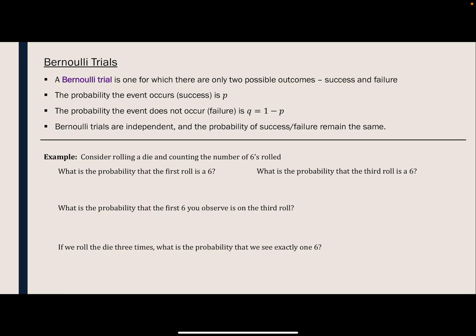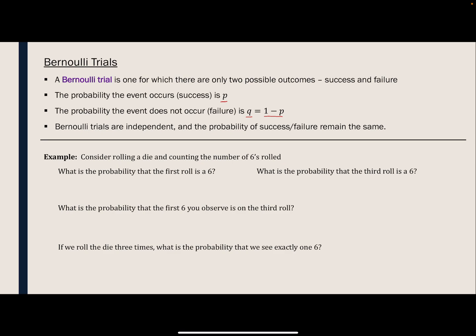Hi everyone. In this video we're going to talk about the binomial model, but first we're going to discuss Bernoulli trials. A Bernoulli trial is one in which there are only two possible outcomes, either success or failure. We denote the probability of success with a P, and we denote the probability of failure with a Q. But success and failure are complements, so we can always find Q by taking 1 minus P.